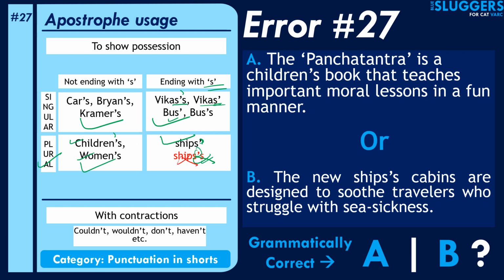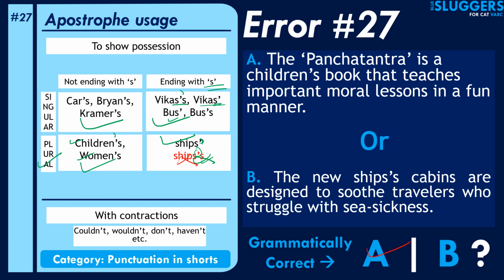Okay, so let's look at the sentences now. The first one says, the Panchatantra is a children's book that teaches important moral lessons in a fun manner. It's a children's book, so it makes sense. It's the correct form that has been used here. So perfectly all right, nothing wrong with that. So A is correct.